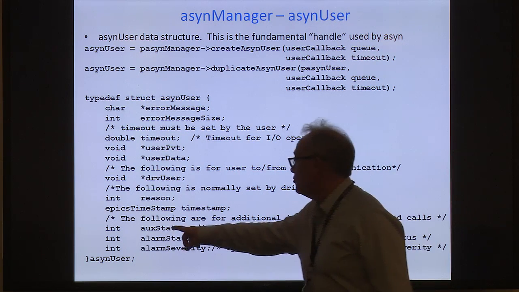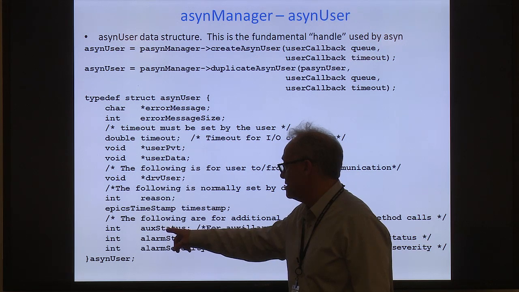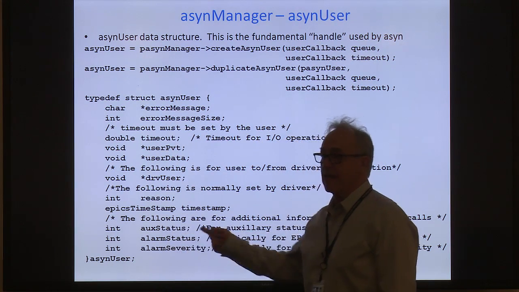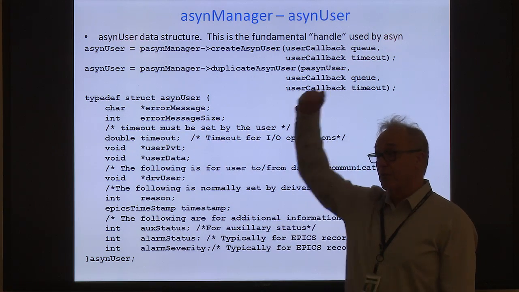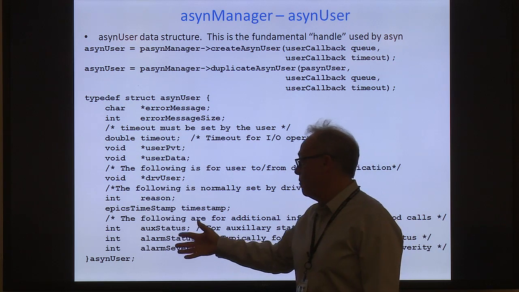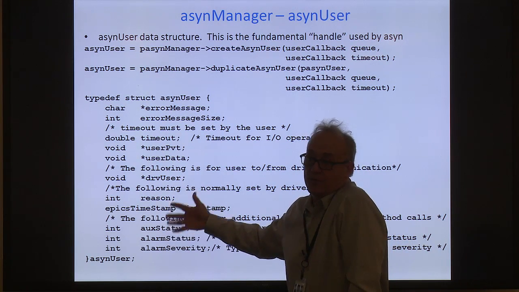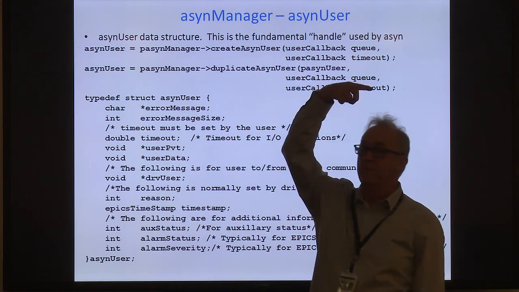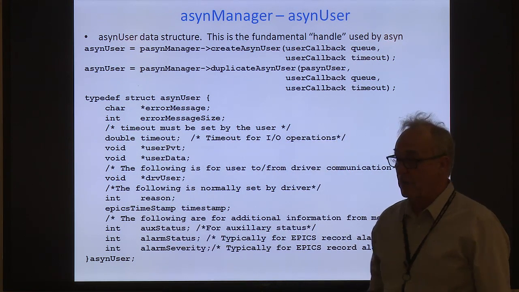And then there's some auxiliary status fields here: status, an alarm status, and an alarm severity that the driver can set so that the record will go into alarm, and will know the correct alarm state based upon whatever happened with the driver. Right? So it's a way for the driver to communicate alarm information back to the caller.